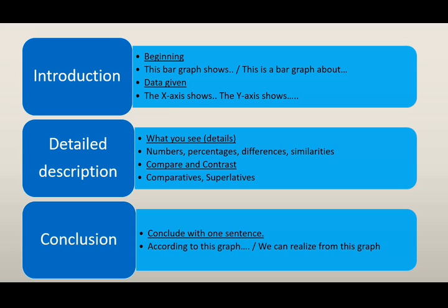In the detailed description, also there are two parts. What can you see? Then you have to compare and contrast.